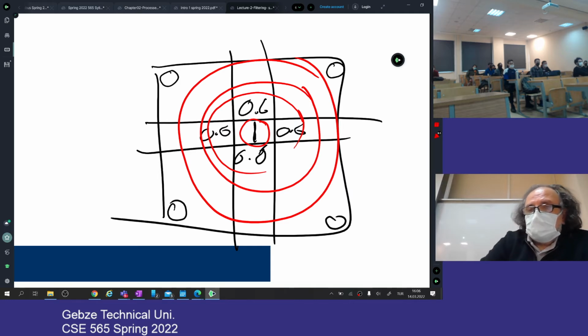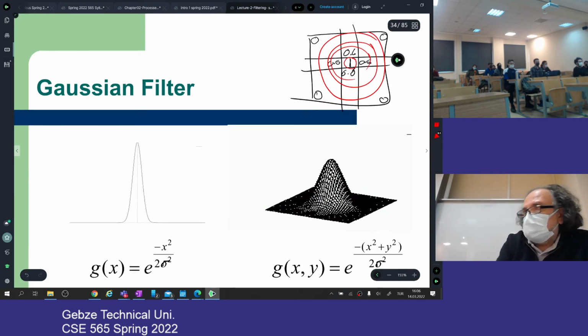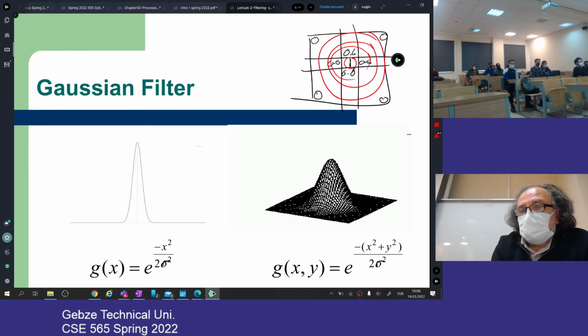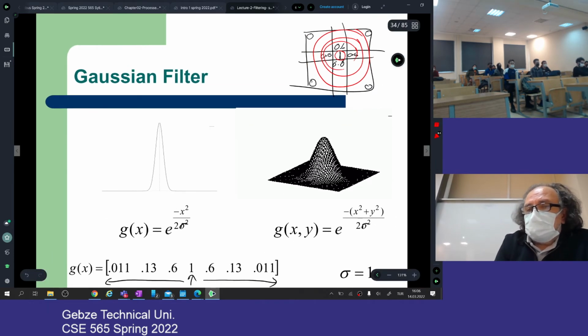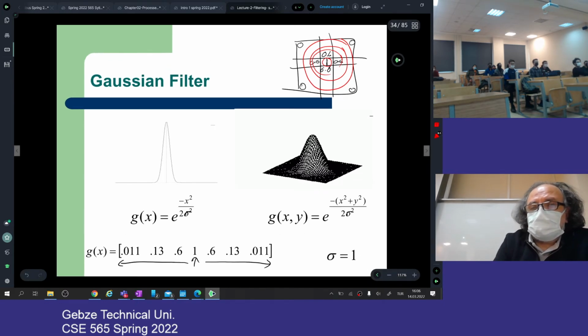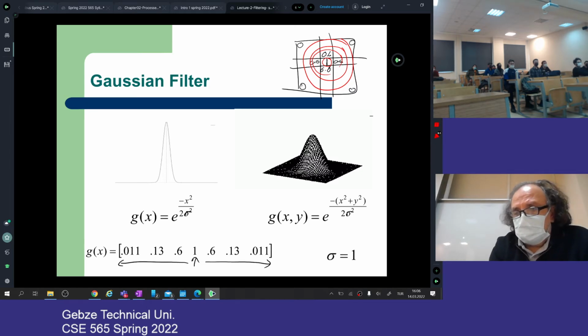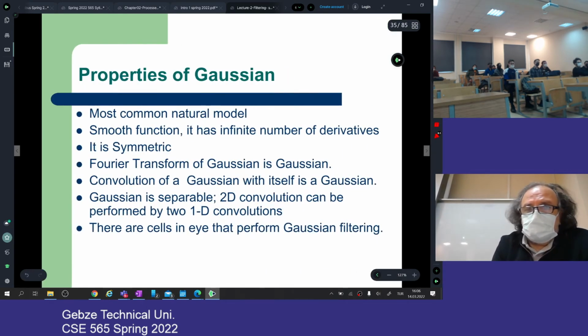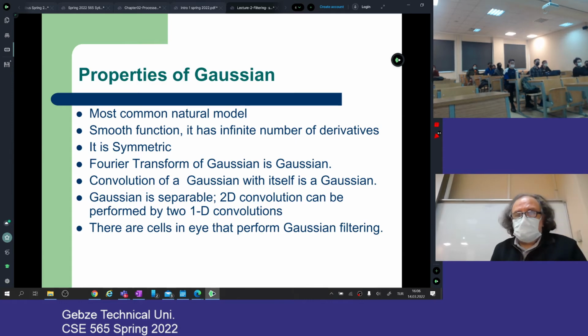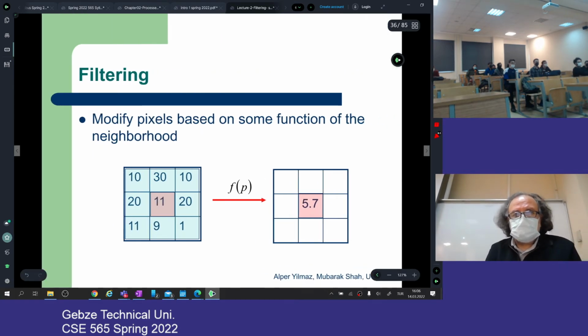So I can make a kernel like this, a Gaussian kernel, a 5 by 5 kernel, and I can apply that kernel to my images, and that's called Gaussian filtering. That would be Gaussian filtering, and we are going to see examples of Gaussian filtering in a few minutes. I will come to this later. I will skip this one.